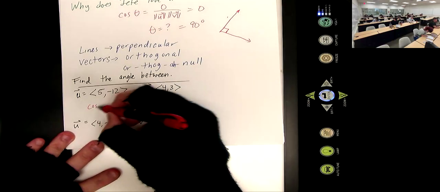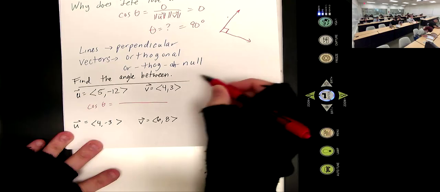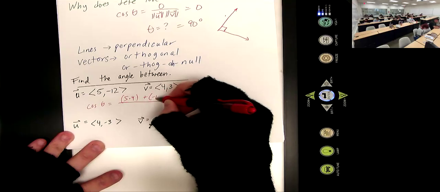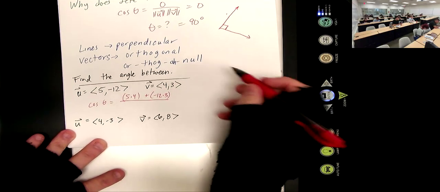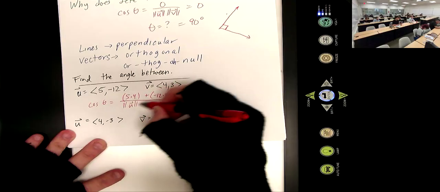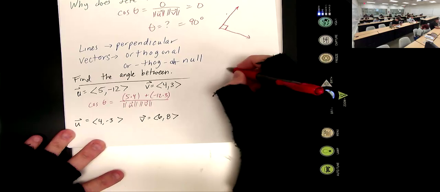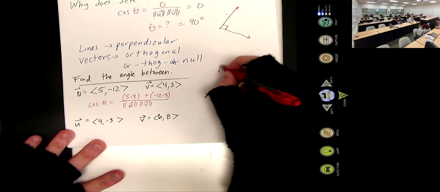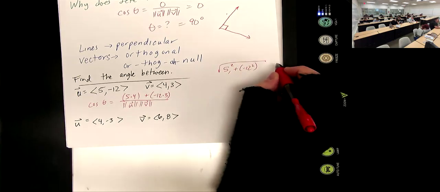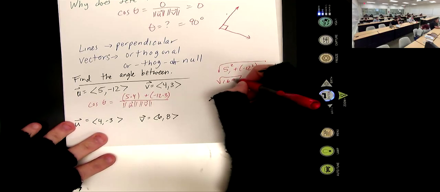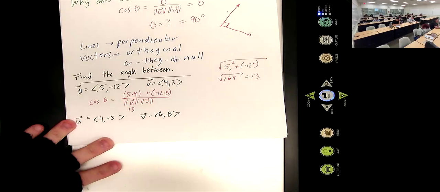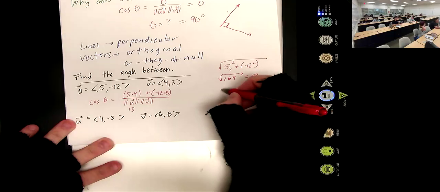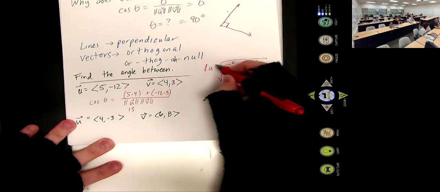This is going to be cosine theta of 5 times 4 plus -12 times 3, and then over the magnitude of U and the magnitude of V. I don't know what those are yet. 5 squared plus -12 squared, 25 plus 144 is 169, which is 13. So U is 13 in length. 4, 3 is a 3, 4, 5 triangle, so I know that's 5.